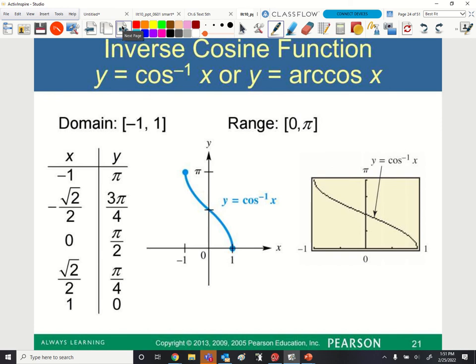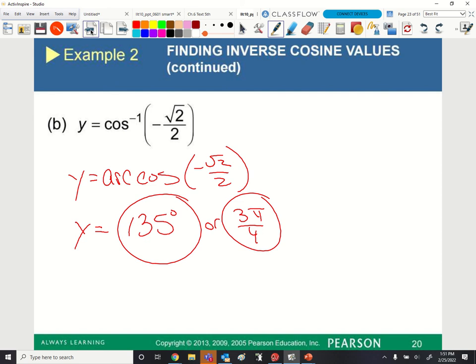Actually, no. Let's not do another one. Even better, because we don't have examples for the other one, so I might as well just talk about it. What would I do if I saw something that said arc secant of 2?